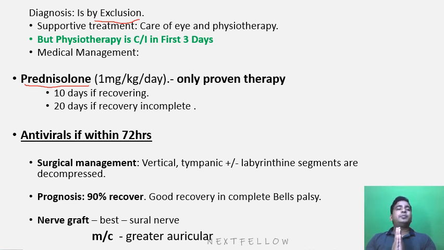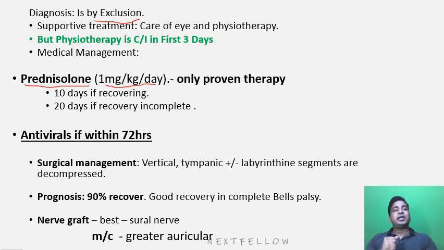So the only proven therapy is prednisolone, and it should be started as soon as we discover the facial paralysis, and the dose is 1 mg per kg per day. We will give it for 10 days if the patient is getting benefit. If not completely getting benefit, then you can extend it to 20 days or 30 days maybe. Then we can start with the antiviral. But this antiviral treatment, that is acyclovir, valacyclovir, should be started ideally within the first 3 days of onset of symptoms. That means the first 3 days are crucial to start antiviral therapy.